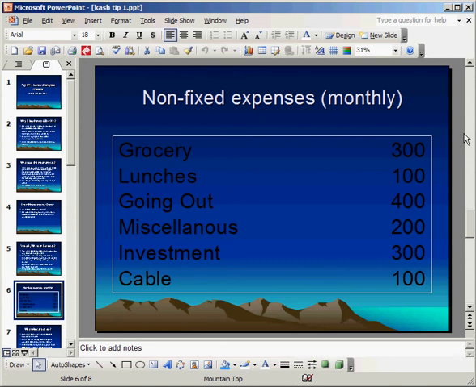So the one item that totally jumps out at me is the going out expense. Looks like I'm spending about 100 a week, and I would say that would be an area that needs to be closely looked at. Maybe I can drop that down to 200 a month, which would translate to 50 a week. So those are the kind of steps that you need to take to get your situation in order.